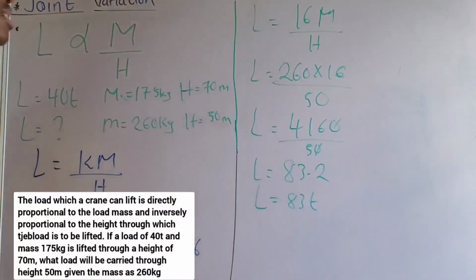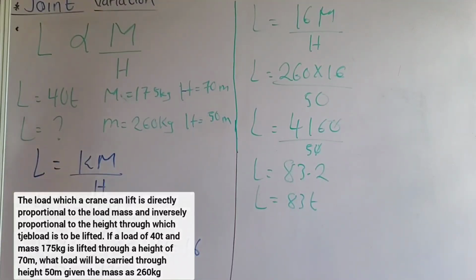Do you understand? The load that the question asks us to calculate, I want you to pay attention now. You can put your answer like this: therefore, the load that will be carried through a height of 50 meters, given the mass as 260 kilograms, is 83 tons. Do you understand?